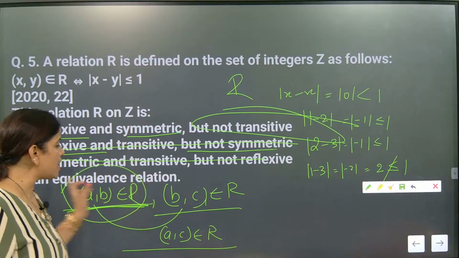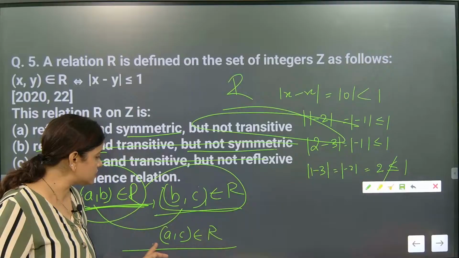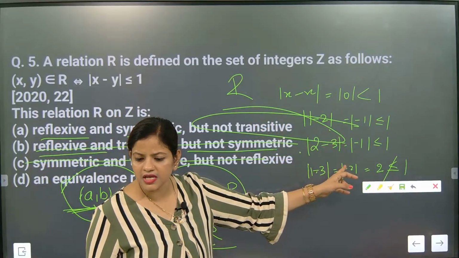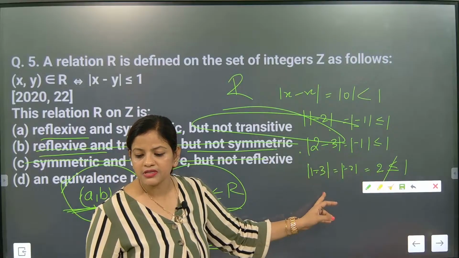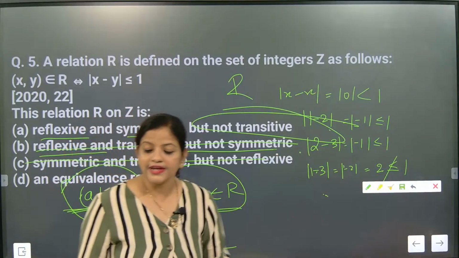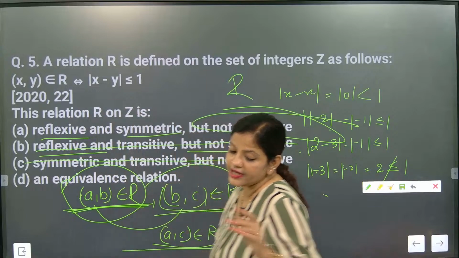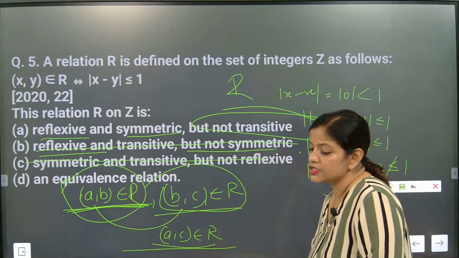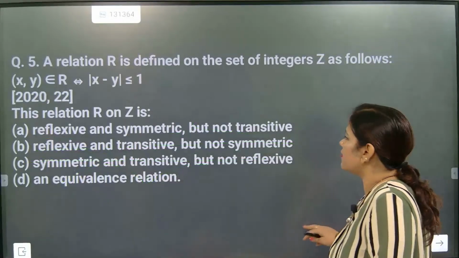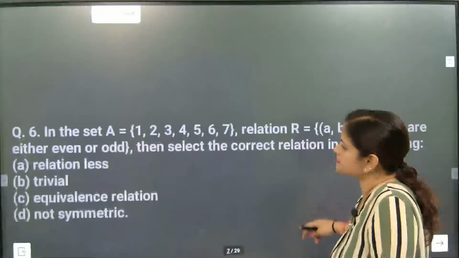So these two are actually there, but this one is not satisfying. You see, (1, 2) and (2, 3) are satisfying the condition, but the third one is failing the situation. So is it a transitive one? No, it's not an equivalence relation. It is reflexive and symmetric, but it is not at all transitive. I hope you have understood this part. So now come on, go for the next one.